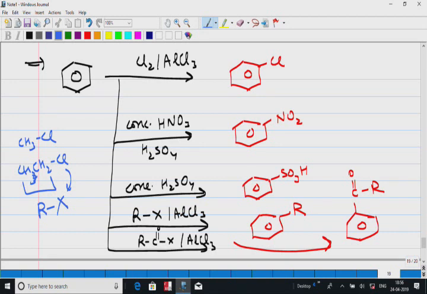Ethyl, methyl, propyl, pentyl, and so on, all come under the category of R. R is the general notation, and for the halogens, we denote them with X. Tell me if it is okay or not. Everyone, I'm waiting.